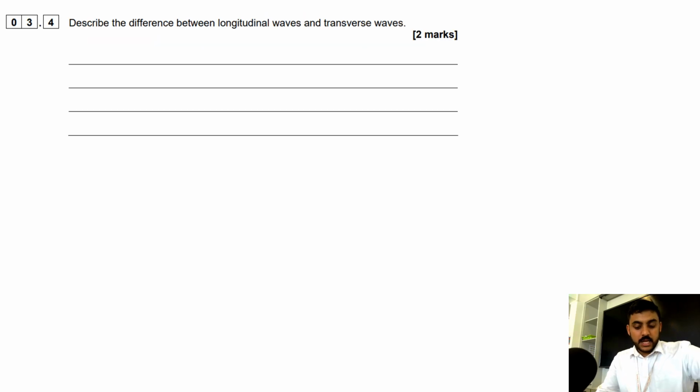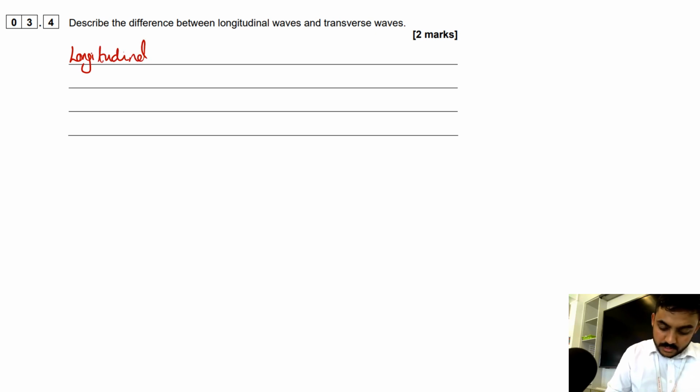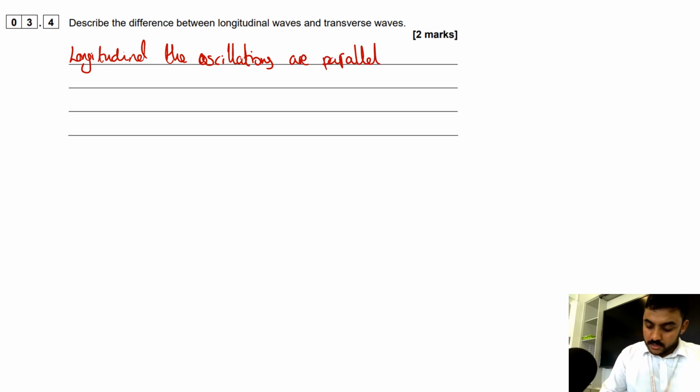Describe the difference between longitudinal waves and transverse waves. This is a simple definition. In longitudinal waves, the oscillations are parallel to the direction of energy transfer.